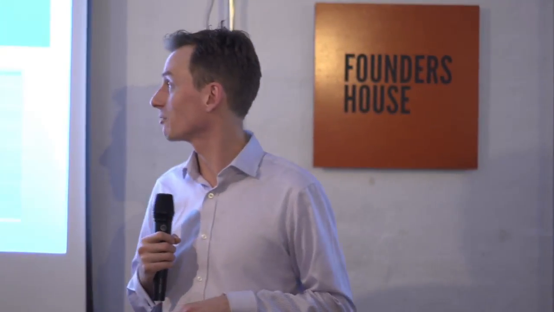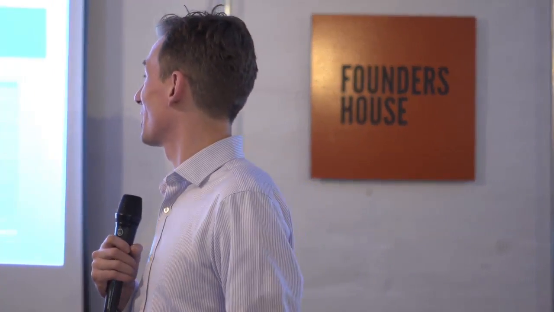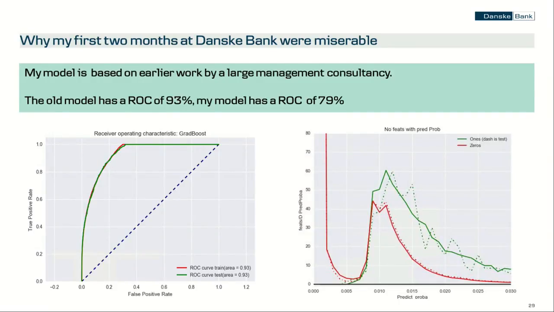So we talked about the metric. Well, let's talk about why my first few months at Danske Bank were pretty miserable. The value retention project was based on an earlier project, done by an external consultant, which was our first R model and was basically finished with the pilot just before I started. The old model had a ROC curve, or area under curve, of 93%. And my model had a ROC curve of 79%, and I just couldn't get it better.